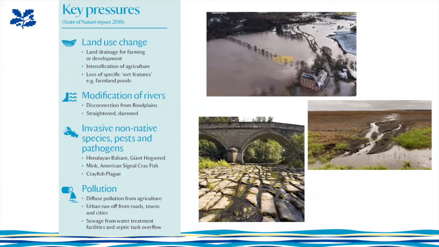So in terms of the pressures that we have on the water environment, we know that it's about land use change historically, it's about modification of rivers, invasive non-native species and pollution. So we've already heard a bit about diffuse pollution from agriculture and also sewage from water treatment facilities. And David talked about those combined sewage outfalls. So we know what the pressures are, and we know the impacts as well. The top picture there is just a couple of weeks ago at the Dunham Massey Estate, National Trust Estate, just south of Manchester on the River Bollin.